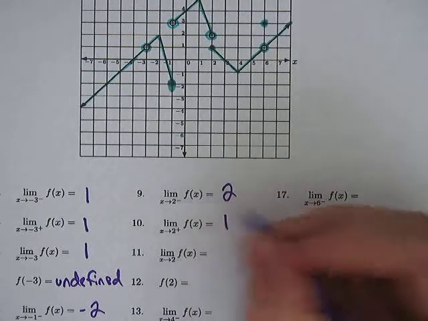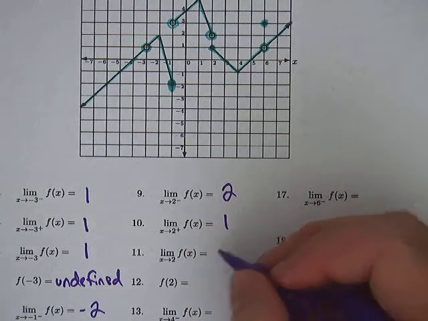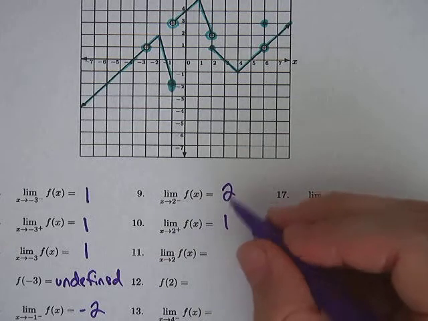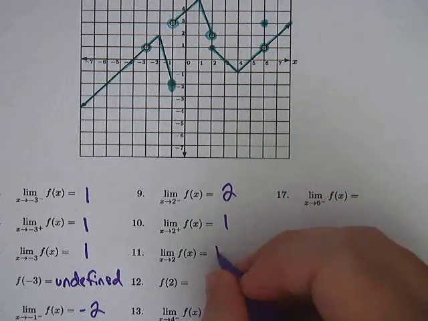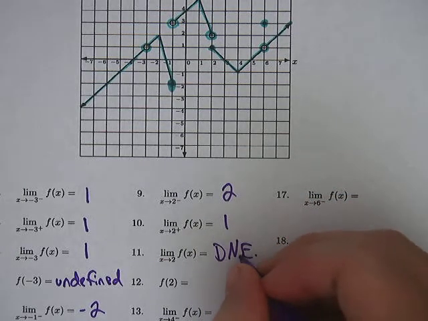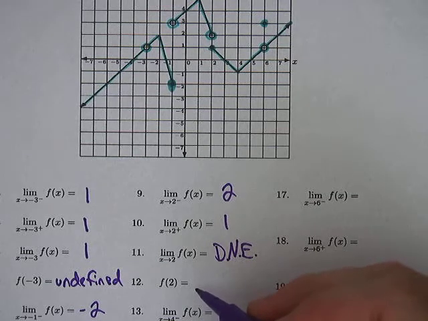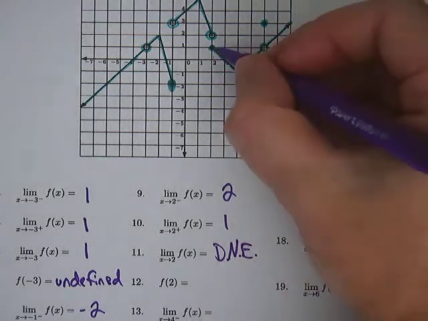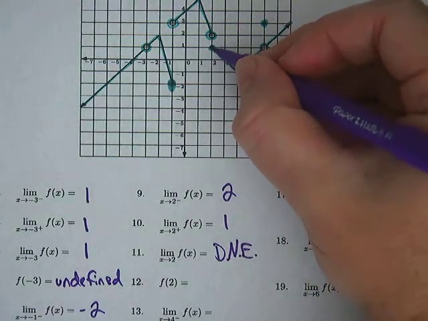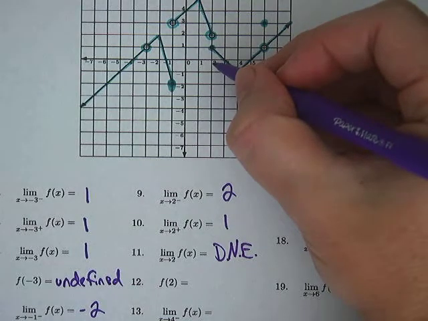Okay, so from the left is 2, from the right is 1. Does the limit exist? Well, no, because these two values are different. So again, this is DNE, does not exist. What is the value? Well, just like last time, find the solid point. The solid point's right here. So we get a value: f of 2 is 1.